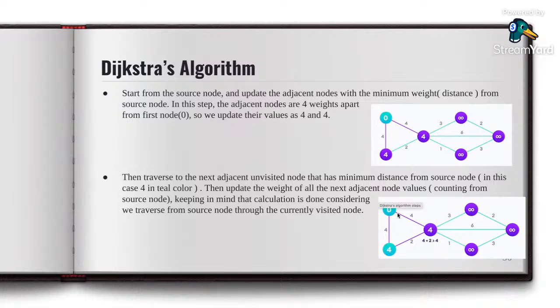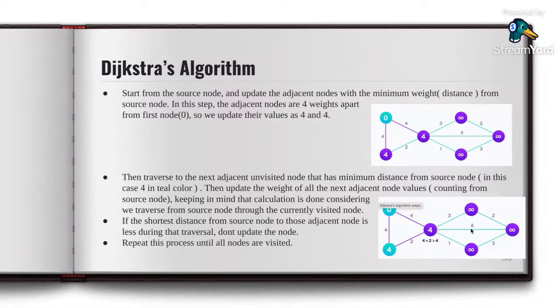So to reach this node from the source node, there are two ways. One is to go from here to here. Another one is to go from here to here. Of course, this is smaller, so we're not going to change anything. If this was less, let's say this was 1 and 2, so 2 plus 1 is 3, then we would have updated that, but because this one is smaller, we don't make any change, and then we just follow the same rule until we have visited all the nodes. If the shortest distance from the source node to the adjacent node is less during traversal, don't update the node. Repeat this process until all nodes are visited.